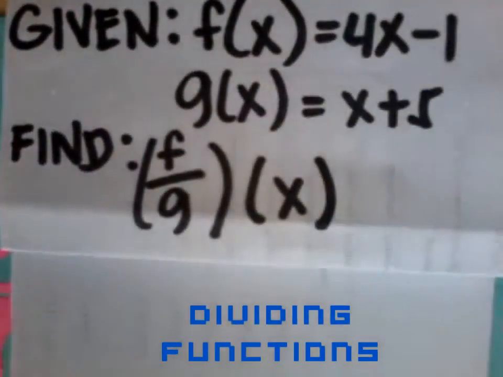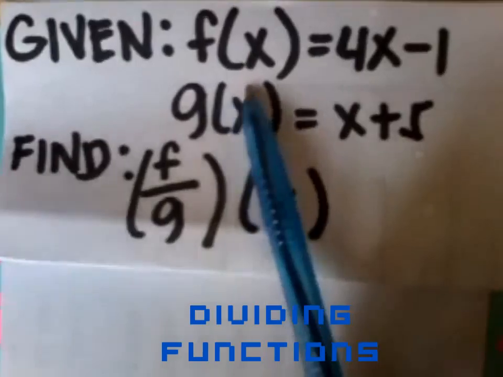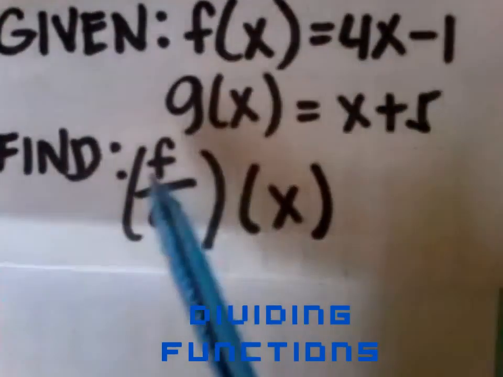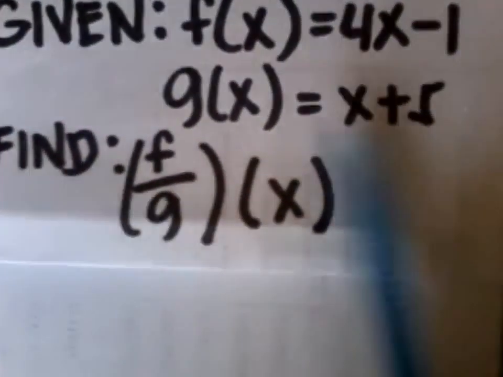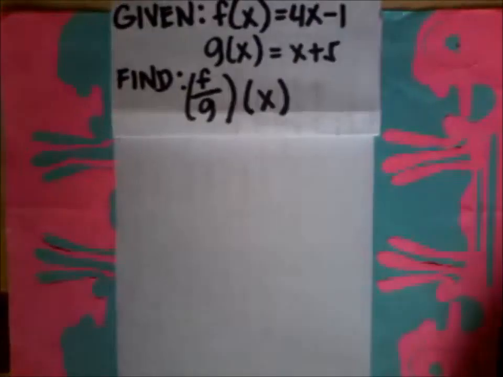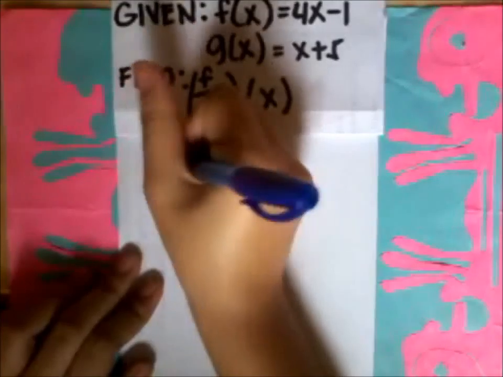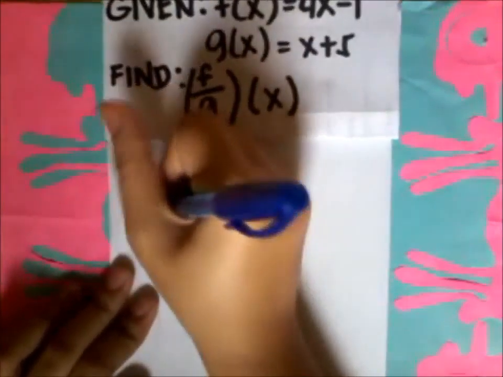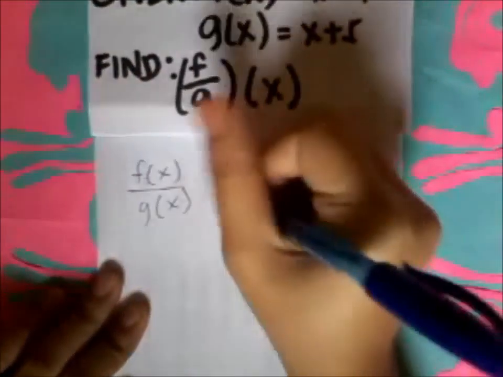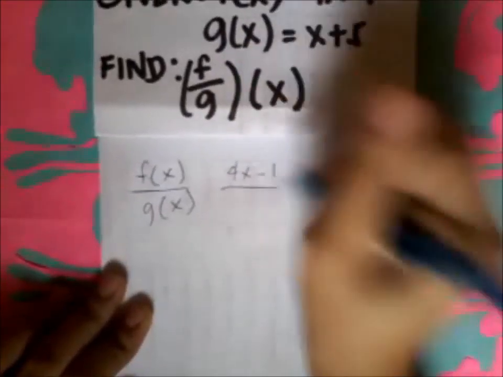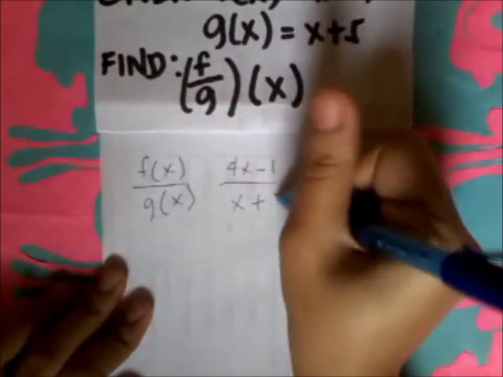Let's move on to dividing functions. Given that f of x is equal to 4x minus 1 and g of x is equal to x plus 5, find the value of f over g of x. We would write the equation f of x divided by g of x. So this is 4x minus 1 divided by x plus 5.